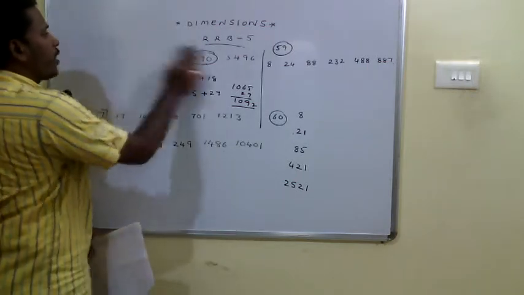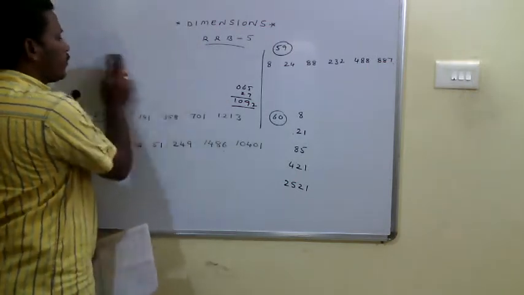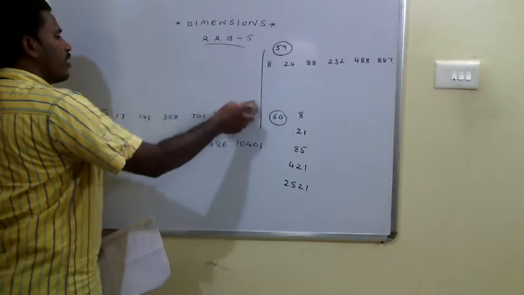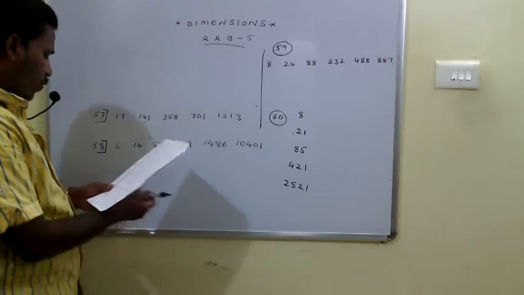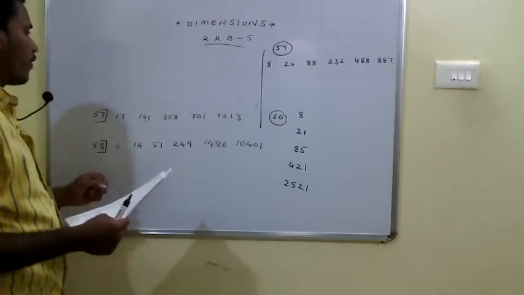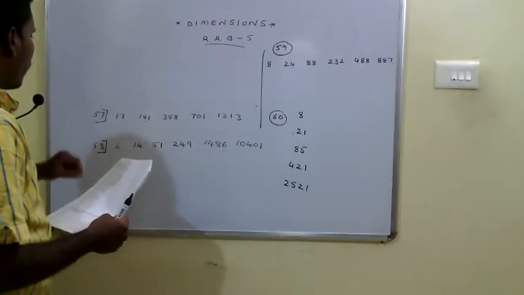Okay, then the next one is the 57th one. The numbers in the series are given like this. We need to find out the wrong one out of the series: 17, 141 and then 358, 701, 1213. Let us take the differences.